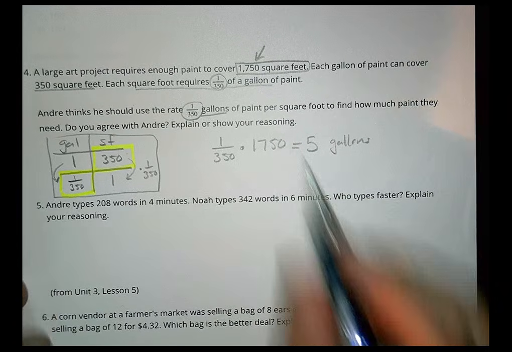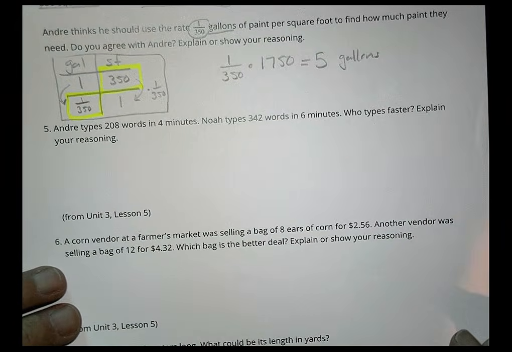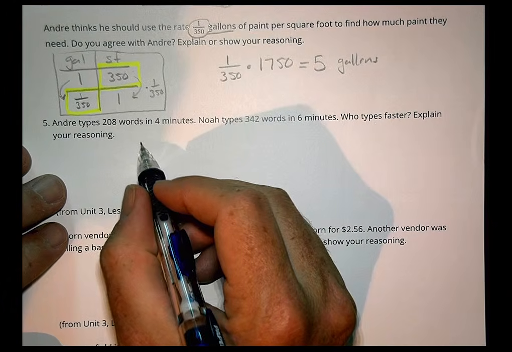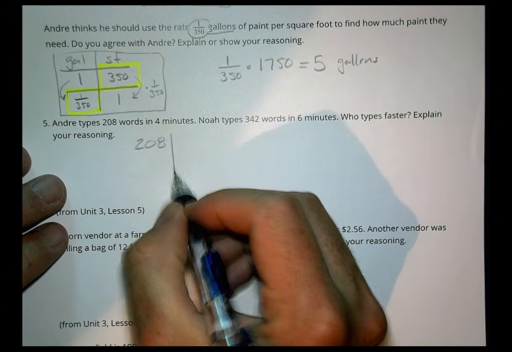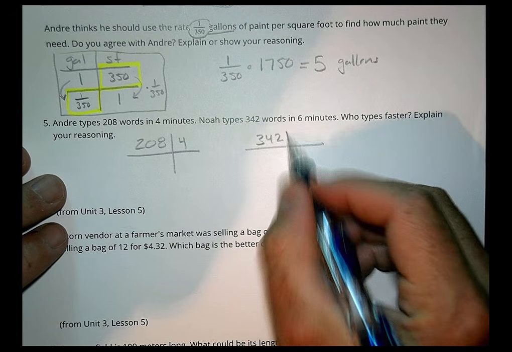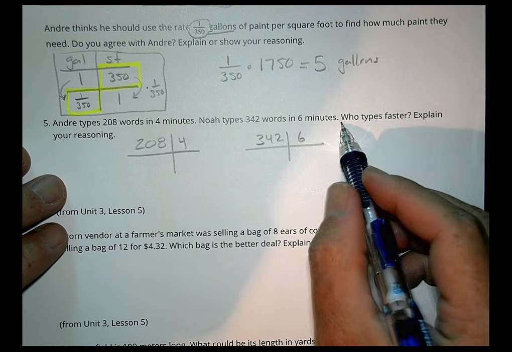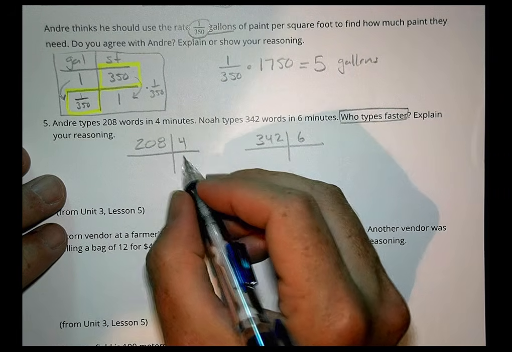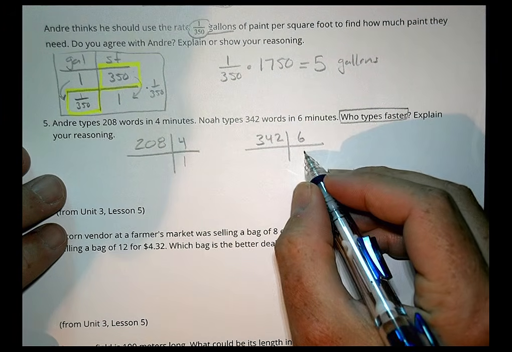Okay, number 5. Andre types 208 words in 4 minutes. Noah types 342 words in 6 minutes. Who types faster? So to find out who types faster, you need to find out how many words they type in 1 minute, 1 minute.